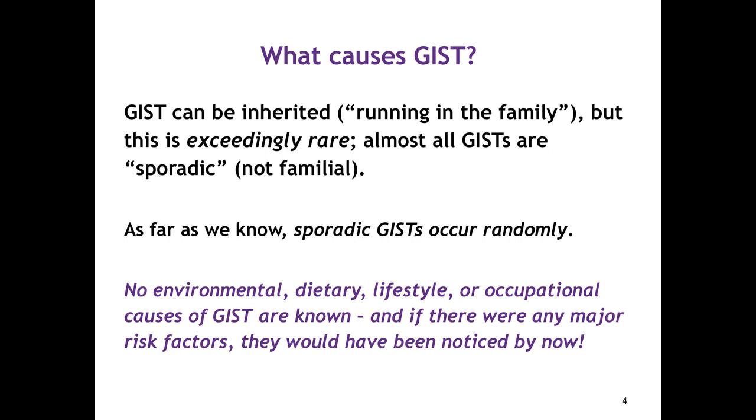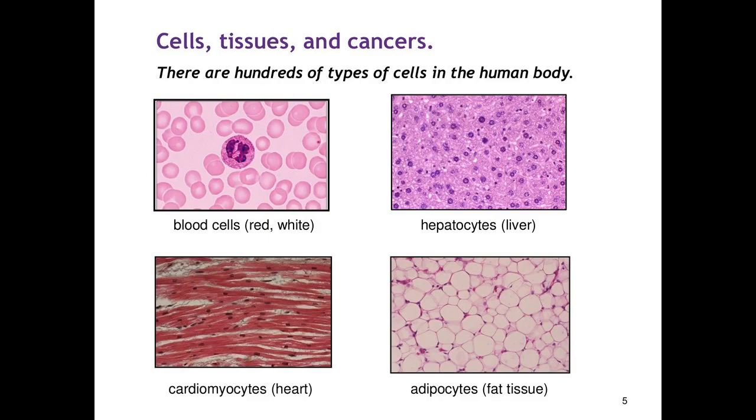And I would say furthermore that if there were any major causative risk factors like cigarette smoking, for example, we would have noticed that a long time ago. So we know of no avoidable causes of GIST. It really does strike at random.